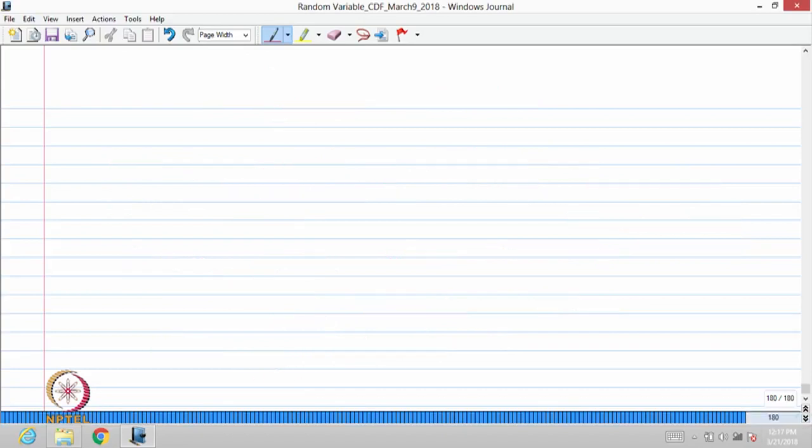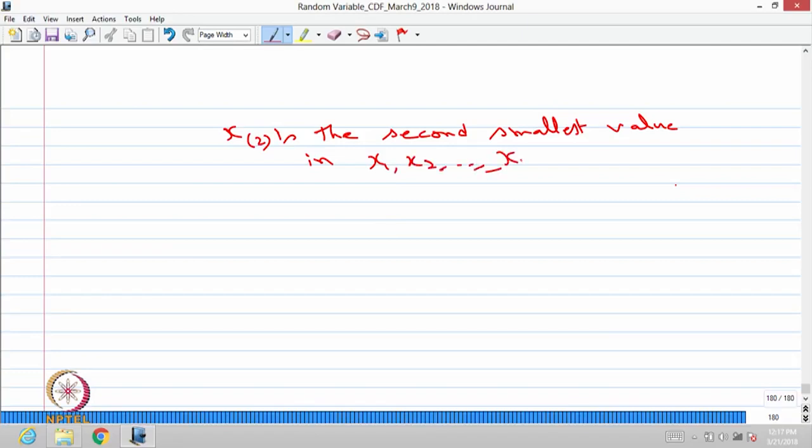Similarly, x bracket 2 is the second smallest value in x1, x2, so on xn. Similarly, x bracket n is nothing but the maximum of x1, x2, and so on till xn. That is the difference between xi's and x bracket i's. Fine.